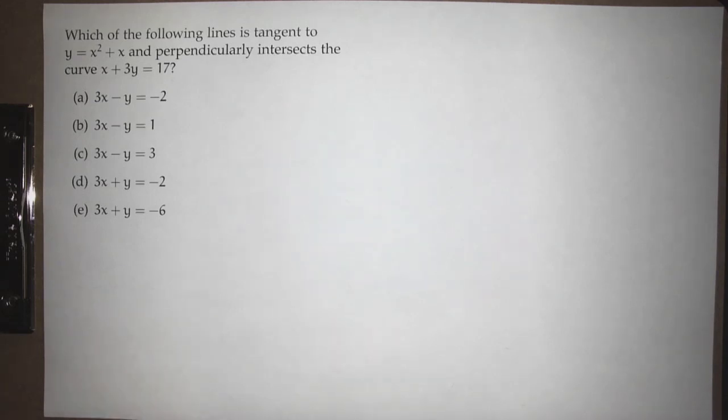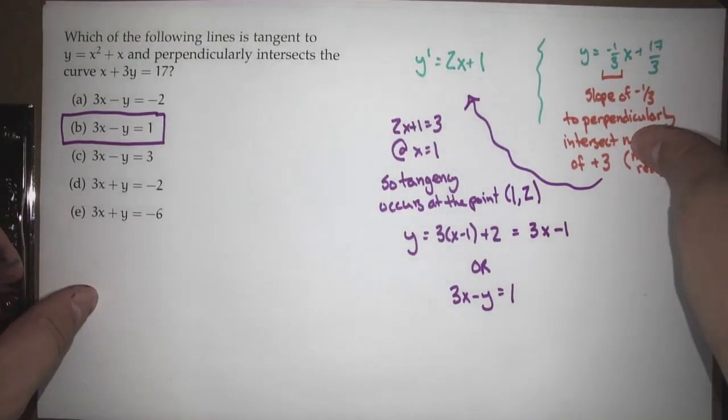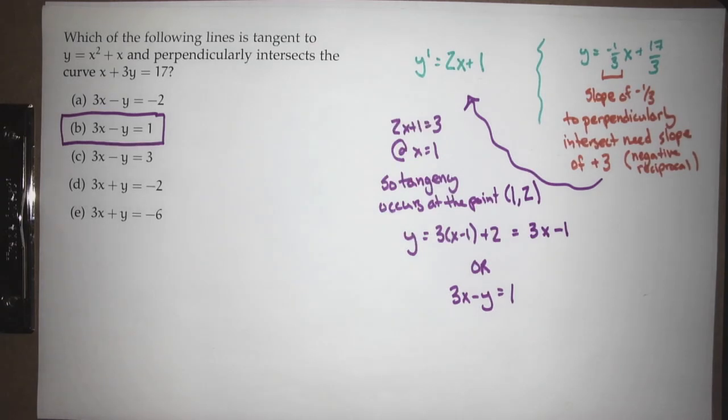Do we have an answer, or maybe some guesses? I heard B was the first one I heard, and that's bold, because it's right. It is 3x minus y equals 1.